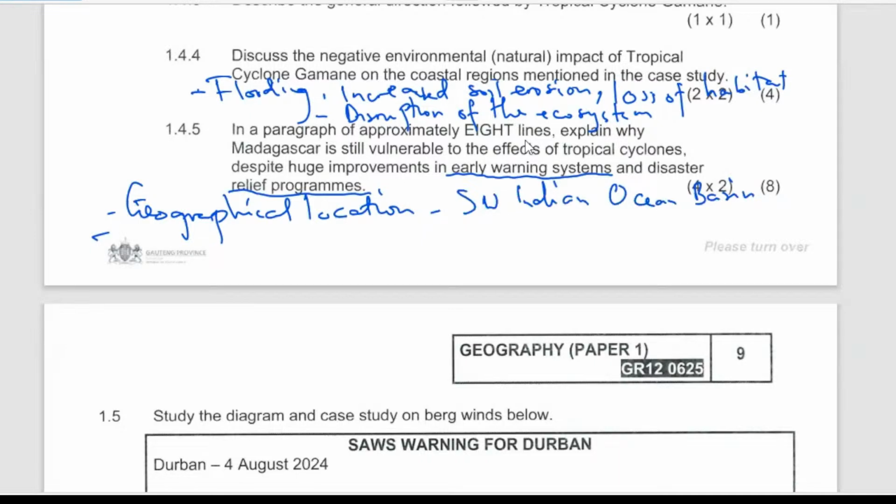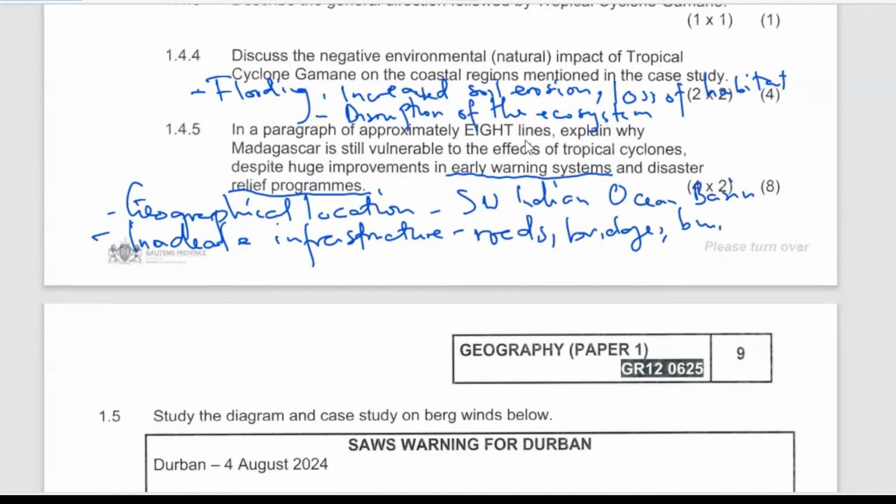And also, we can talk of Madagascar having inadequate infrastructure. We are looking at the nature of infrastructure in Madagascar, infrastructure like roads or bridges or the buildings. They are not strong enough to resist the strong winds which are associated with tropical cyclones and also heavy rainfall. Such that despite the early warning systems, they are still prone because of the nature of infrastructure that they have.